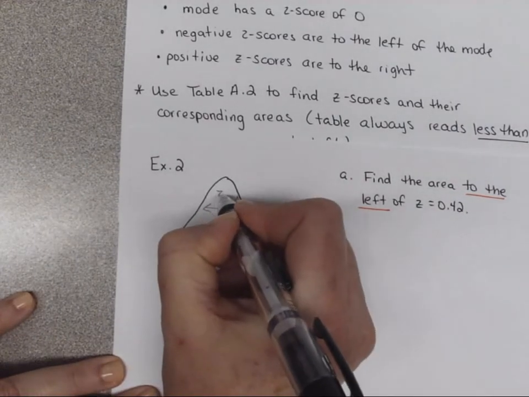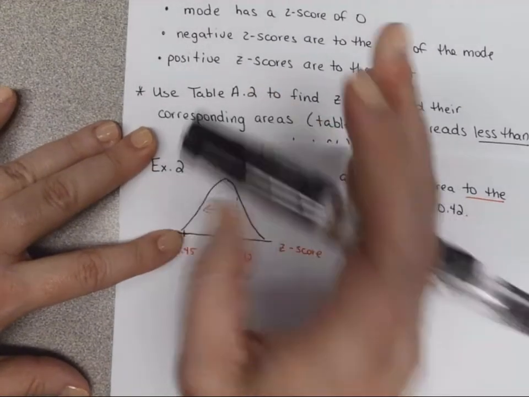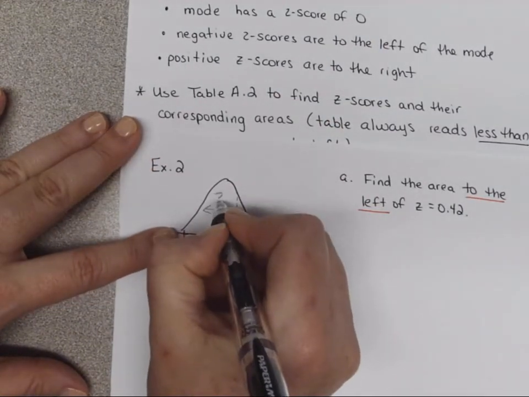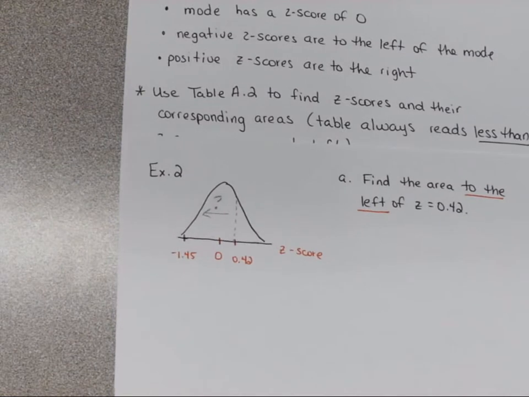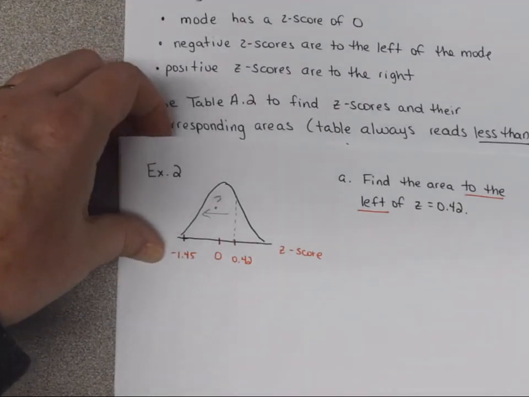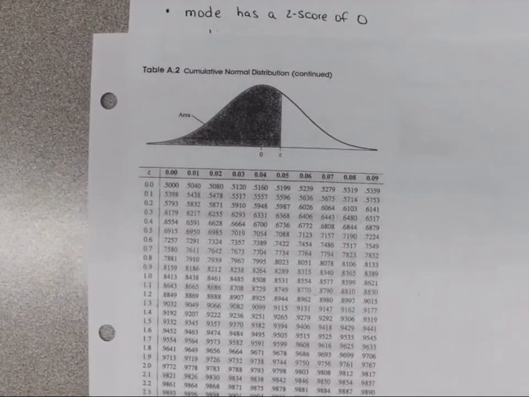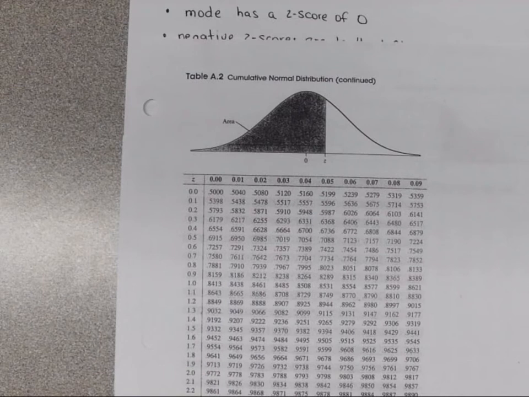By the way, what's the overall area of everything under the curve? That's 1, right? So you can never have an area that is over 1. So that's what I'm asking you for. And how we're going to tell is you look at your chart. I'm going to put the notes back up in a minute. So we're trying to find a z-score of 0.42.